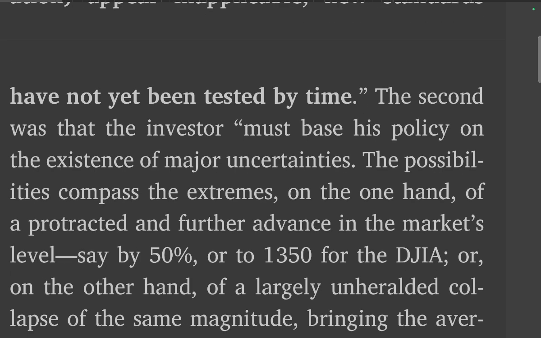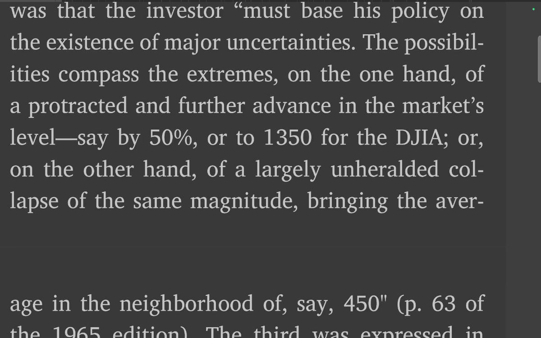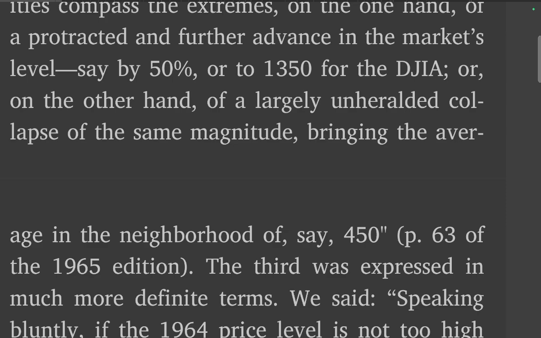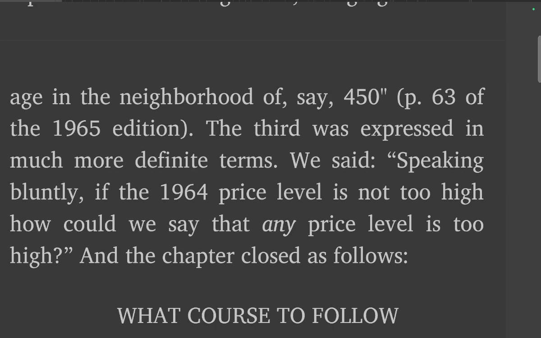Second was that the investor must base his policies on the existence of major uncertainties. The impossible and the possible compose the extremes. On the one hand, there is a protracted and further advance of the market level, 50% to 1350 for the DJI. On the other hand, a large and unbearable collapse of the same magnitude, bringing the average down to say 450. Page 63 of the 1965 edition. The third was expressed in much more defined terms.